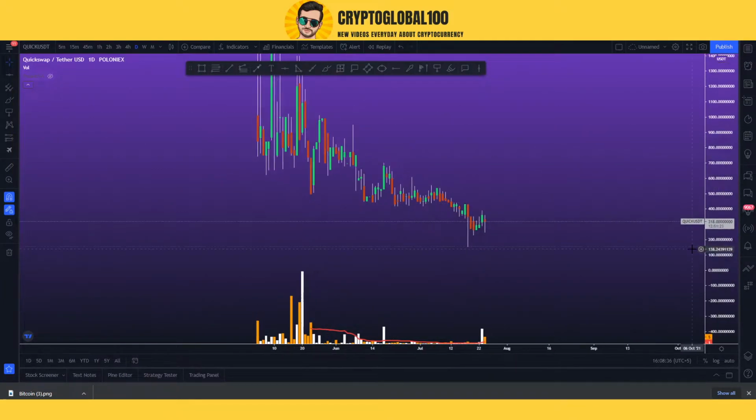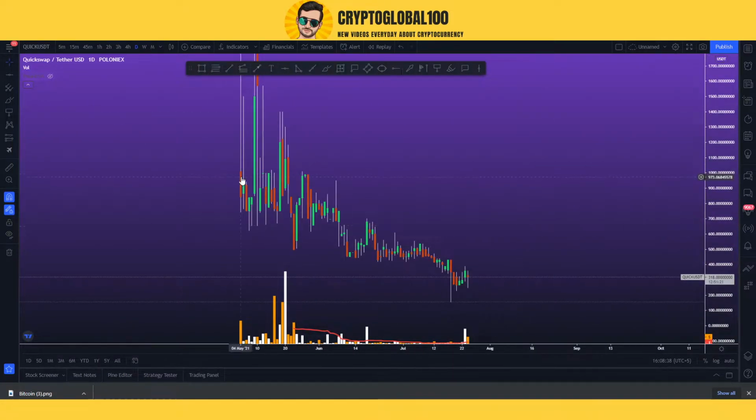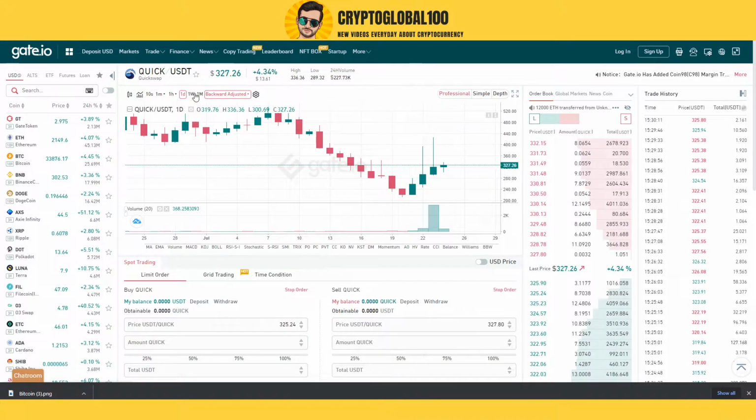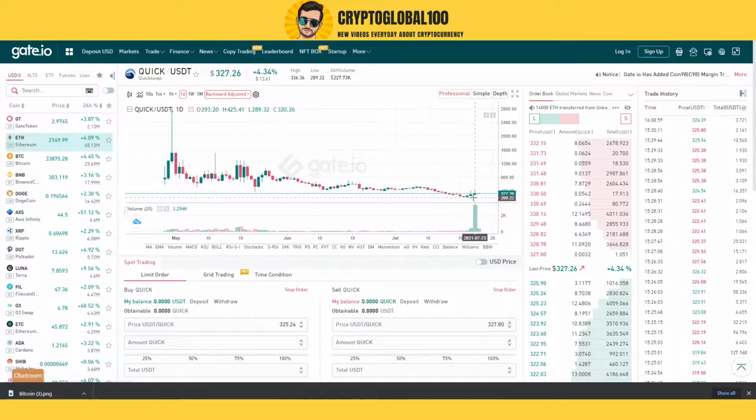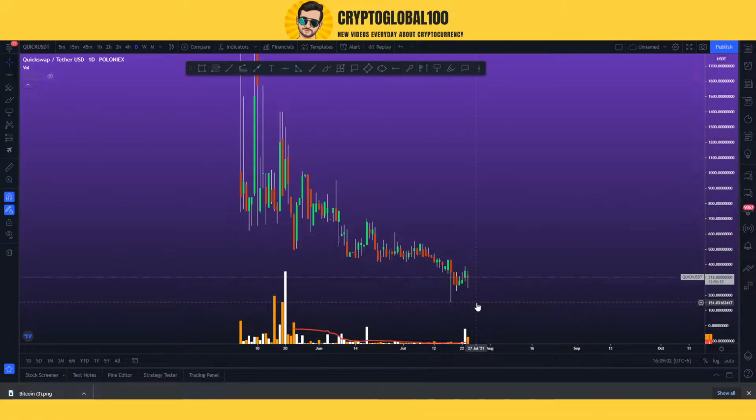This is the Poloniex chart, and it was launched on Poloniex on 4th May 2021. Let me take a look at this area, May 20, and that's also in May. So here we have 327, and we need to look for the bottom. Here we have 222 as the bottom, and here we have 151 as the bottom.